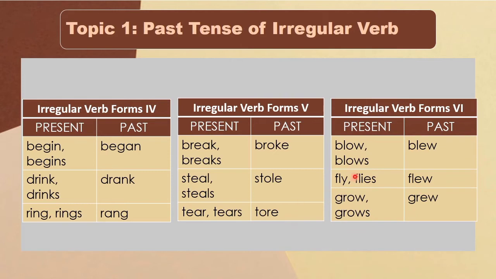The sixth form of irregular verbs. Blow and blows will become blew. Fly and flies will become flew. Grow and grows will become grew.